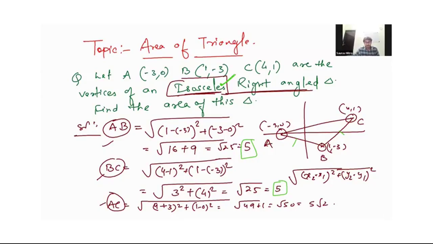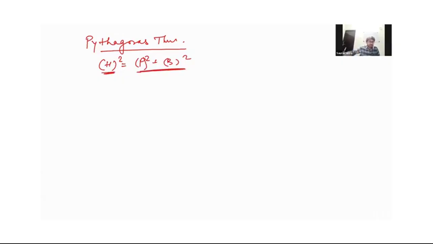Now, in order to prove that it is a right angle triangle, the famous Pythagoras theorem should be satisfied here. Pythagoras theorem says that hypotenuse square is equal to perpendicular square plus base square. That means the sum of any two side squares should come to the third side square. So here AB was 5, BC was also 5, and CA was 5 root 2.